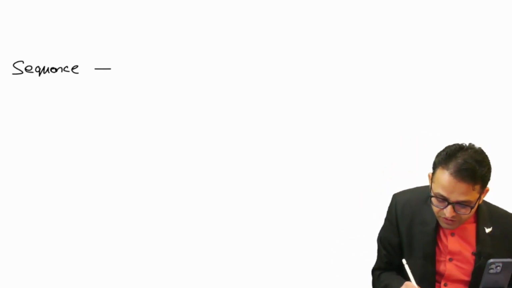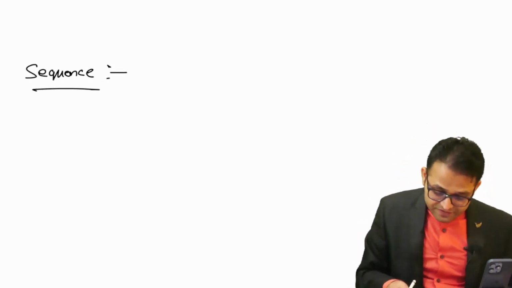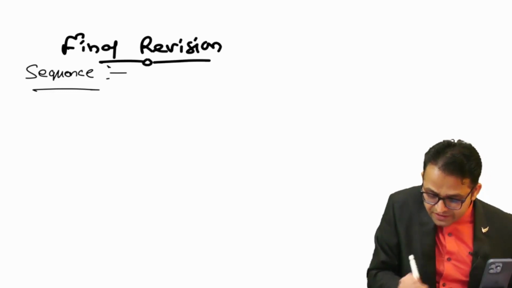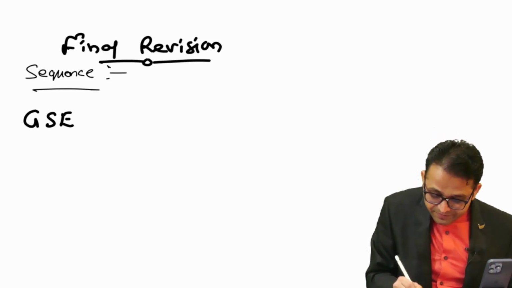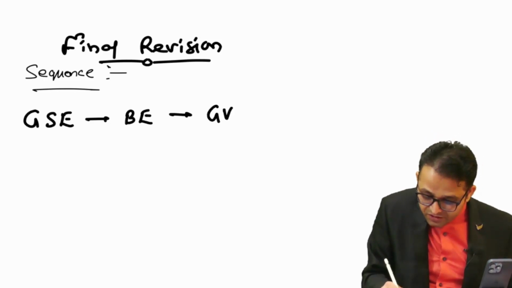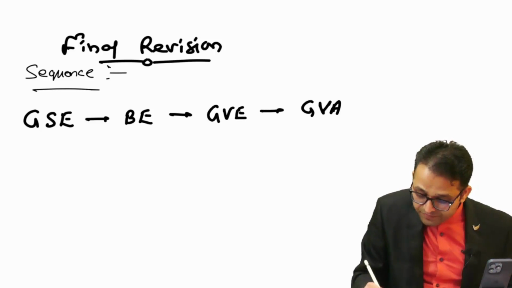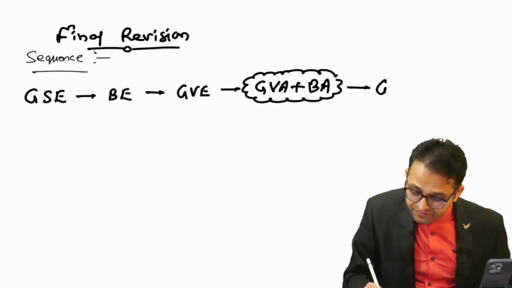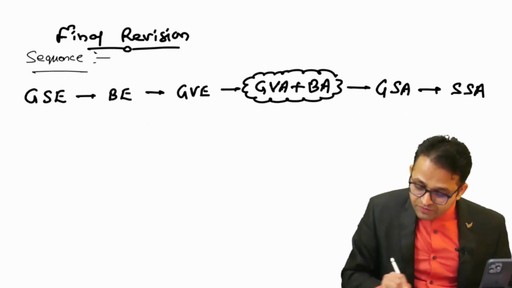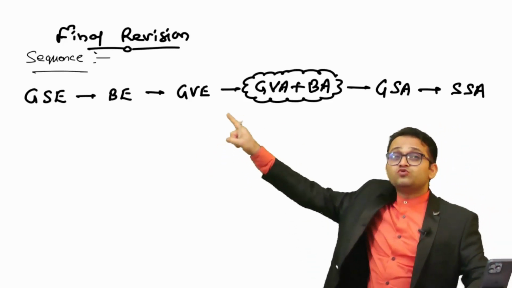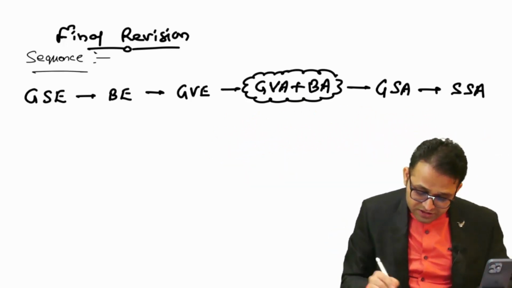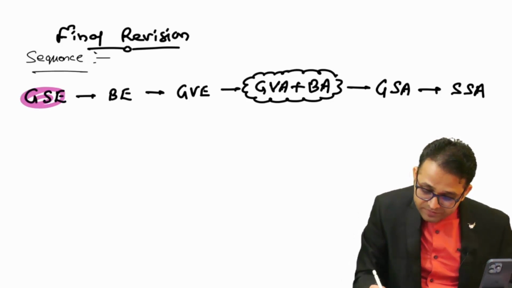What you have to remember, sir? The sequence. What is the sequence? Final revision. Quick answer. Fine. So answer is gusse, then be, then gue, then gua. Yes, it is fusing with the ba. So gua and ba, they are fused together. Gua ba, then gussa, and then the seventh column is developing, that is the sassa. So how many columns are there? 1, 2, 3, 4, 5, 6, 7. Okay. So try to understand gusse, be, gue, gua, ba, gussa, sassa. Fine. So total 7 columns are there.